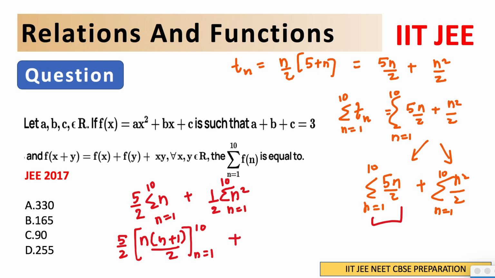Plus 1 by 2 is constant outside, so take it out, summation of n square is what? n into n plus 1 into 2n plus 1 by 6. This is a standard formula that you have to know. So this is summation of n square, and n varies from 1 to 10.